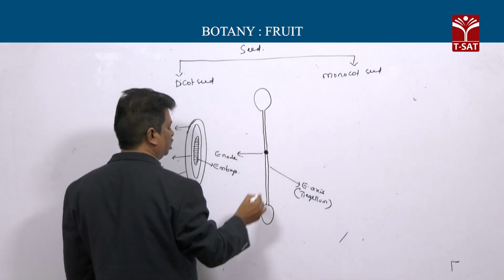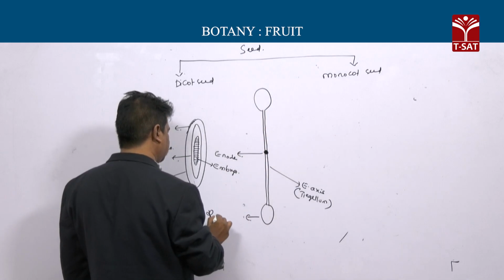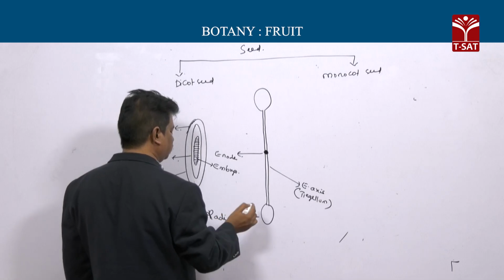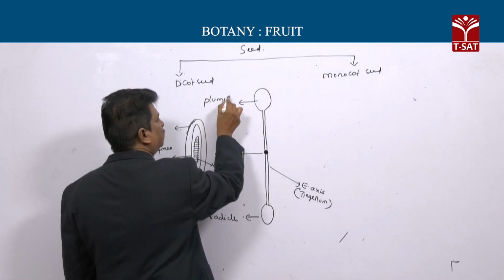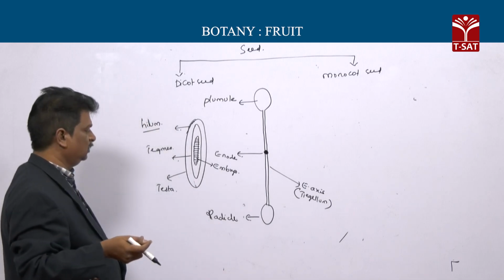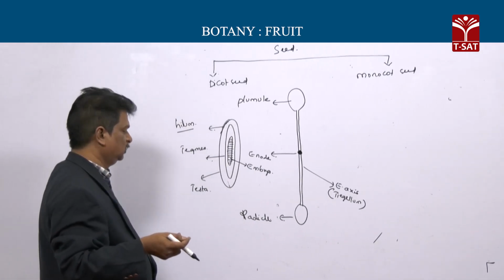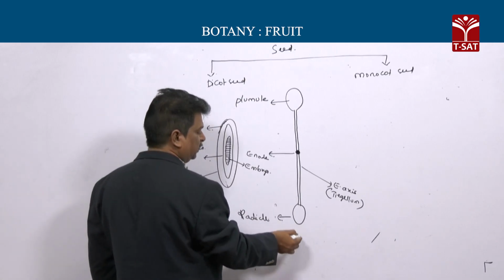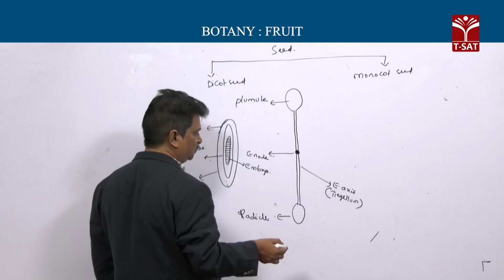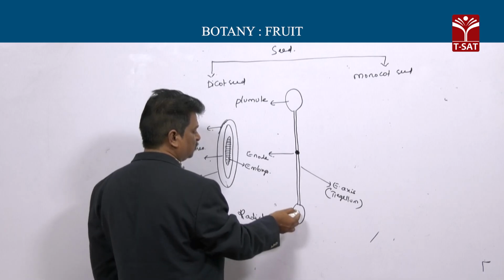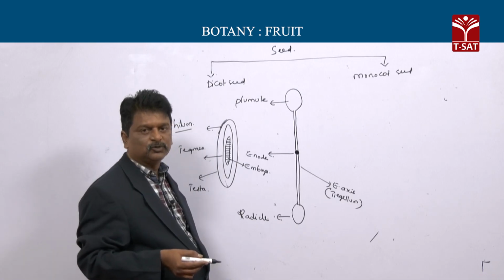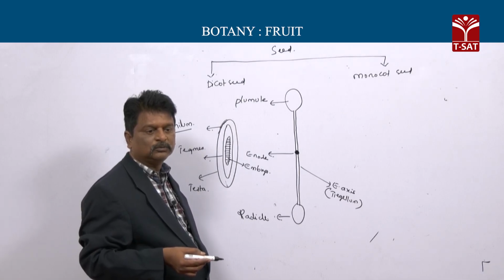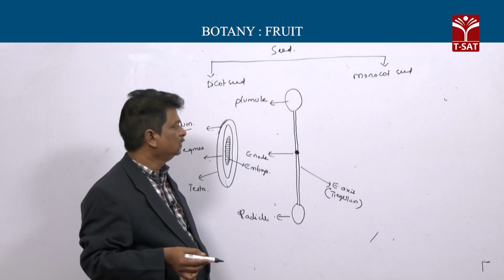Either ends of the embryonic axis develop a bud. The first formed bud is called a radicle, the later formed bud is called a plumule. The radicle gives rise to the root system, so embryonic root is called radicle. Then the plumule gives rise to the shoot system, so embryonic shoot is called plumule.